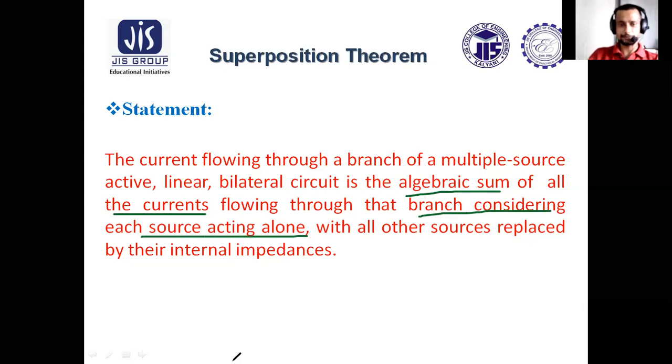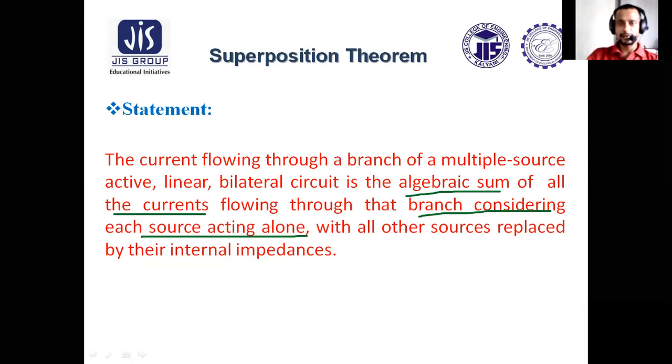Suppose you have two sources and you are going to find the current through a particular branch. What you need to do is consider each source separately and find the current through that particular branch. Now, what should be the total current flowing through that branch considering all the sources together? That could be found by taking the algebraic sum of all the currents. When we are considering one source at a time, the rest of the sources should be replaced by their internal impedances or should be deactivated.